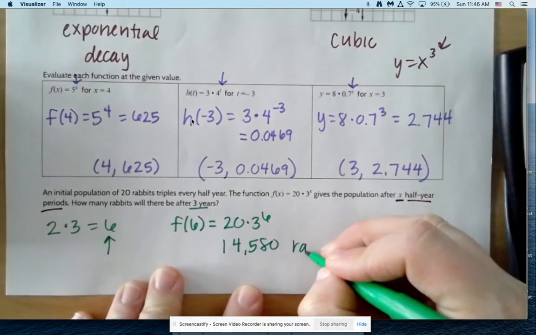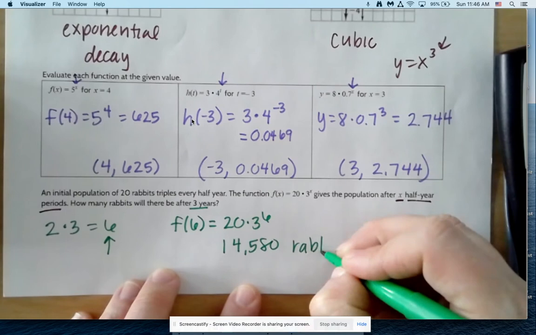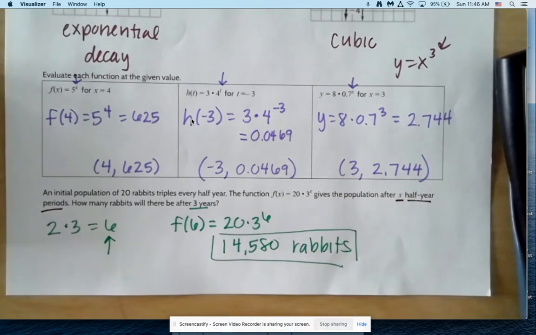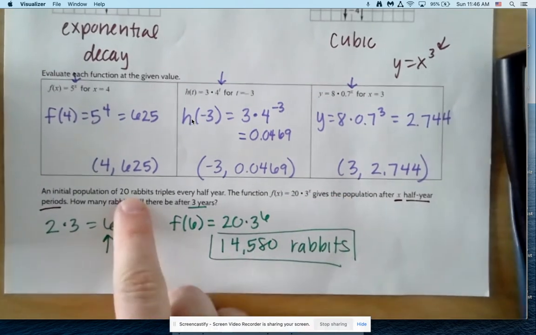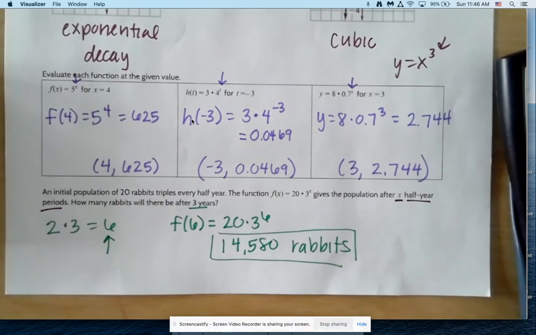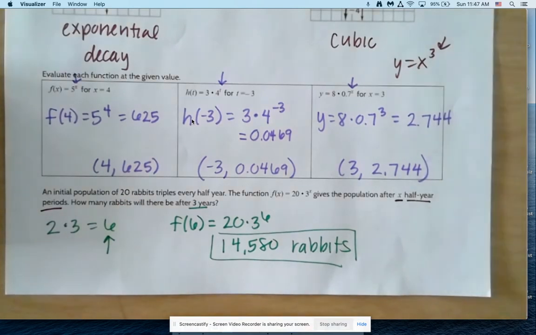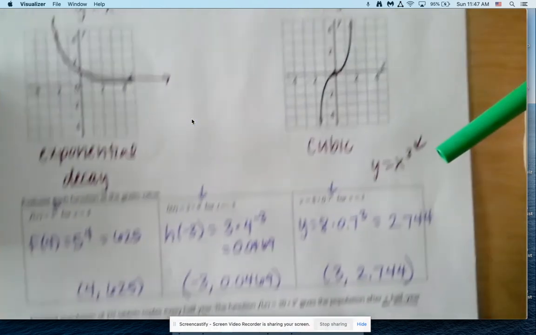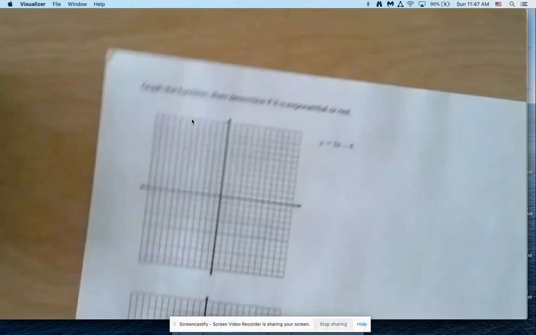Make sure we label it because it is a word problem. We have a unit. So again, after 3 years, we started with 20 rabbits and we ended up with almost 15,000. That's bonkers. We'll do more of these at the end of the week. I think you guys will like them. Exponential growth and decay are fun problems to work on.